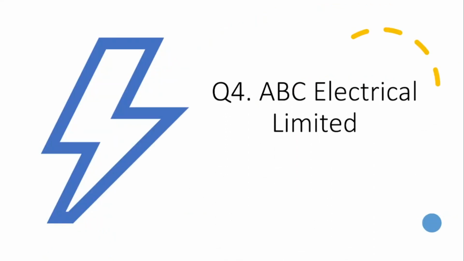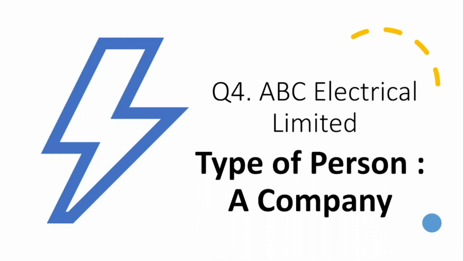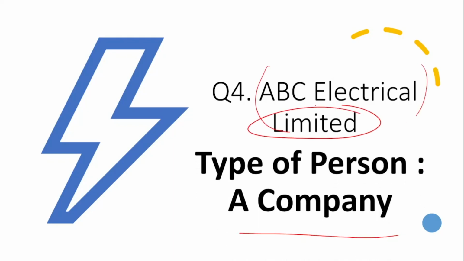Next, question number 4. ABC Electrical Limited. You have 5 seconds. Please put in the comment box what kind of a person ABC Electrical Limited is. Okay, let us see the answer. The answer is a company. So ABC Electrical Limited is a company. What is a company? A company is an artificial person which has been registered under the Indian Companies Act.